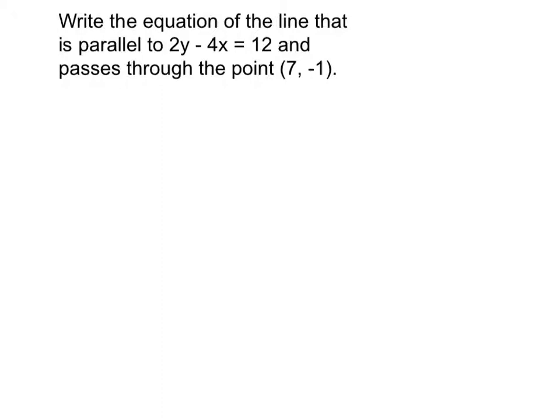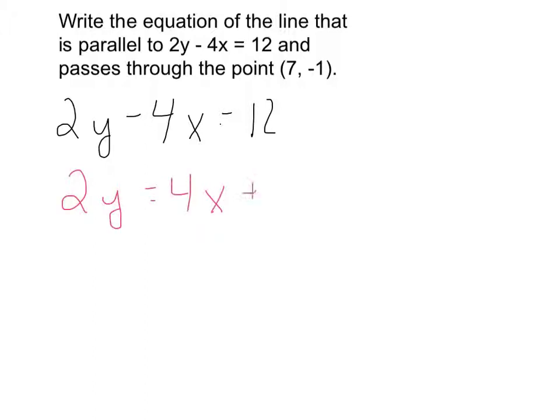So let's try this again. Now I want to write the equation of a line that is parallel to 2y minus 4x equals 12 and passes through the point 7, negative 1. This is a little bit more difficult because I've got to find the slope of that given equation. Right now it is not in slope-intercept form. So I've got to take 2y minus 4x equals 12 and change it into slope-intercept form. I've got to get y by itself so that I know my slope. So I'm going to add 4x to both sides, so 2y equals 4x plus 12. I'm going to keep those two terms apart since they are not like terms. Then I'm going to divide everything by 2, y equals 2x plus 6.